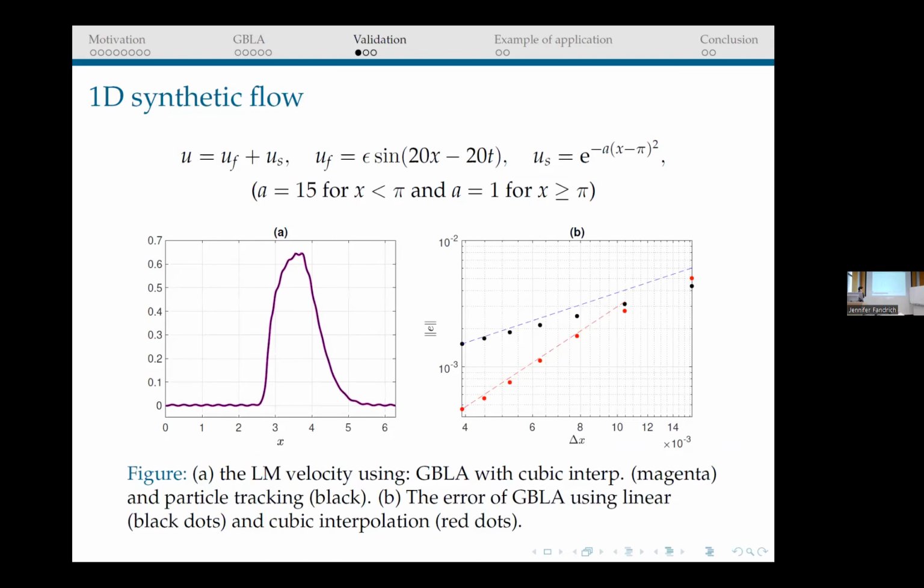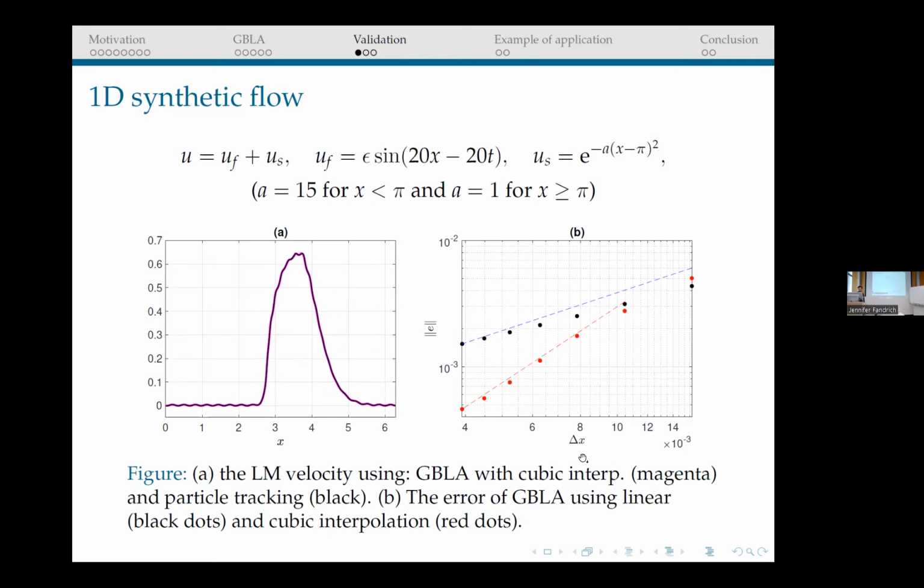Then I tested my algorithm on several examples, and I'm quite convinced it's working. I'll show you some of the results. This is just a 1D synthetic flow, with a fast component and a slow component, and then I just integrate it in time. To the left, I show you the Lagrangian mean velocity using particle tracking with very high resolution and using my grid-based Lagrangian averaging, or GBLA. They really lie on top of one another.